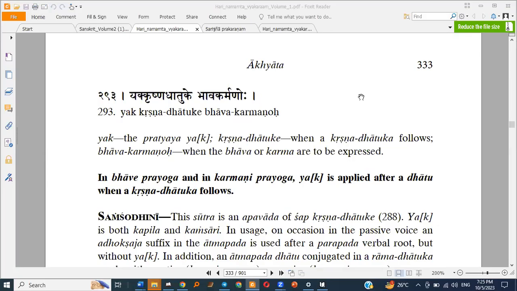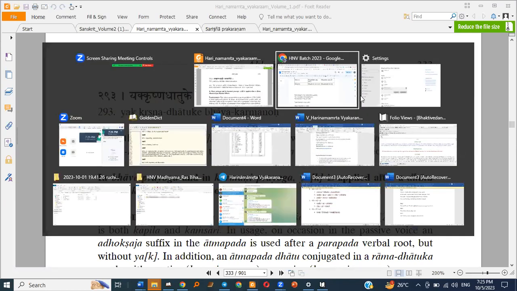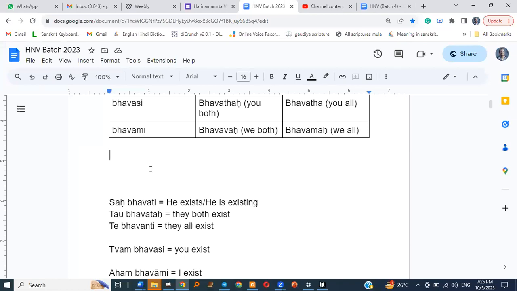So, resuming from Akhyat Prakaranam, the Atmapada Pratyaya. Parasmaipada Pratyaya is the derivations we have done. Now, the Atmanepada, the first Pratyaya is Prathama Purusha Ekavachana. So, that's Te, right?